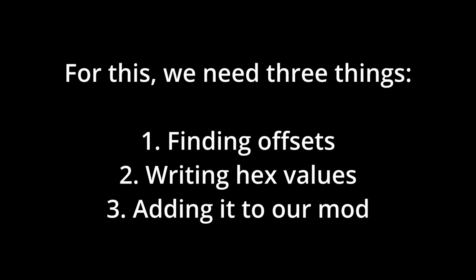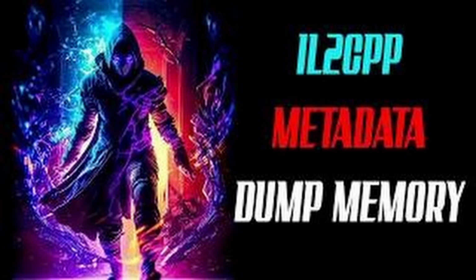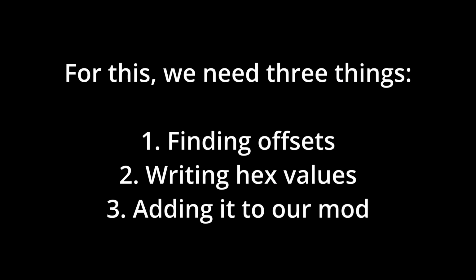For this, we need 3 things. 1. Finding offsets. 2. Writing hex values. 3. Adding it to our mod. We already covered finding offsets in our memory dump video, where I clearly explained the process. So, watch that video first because I won't be explaining it again. Now, moving on to the second task, writing hex values.